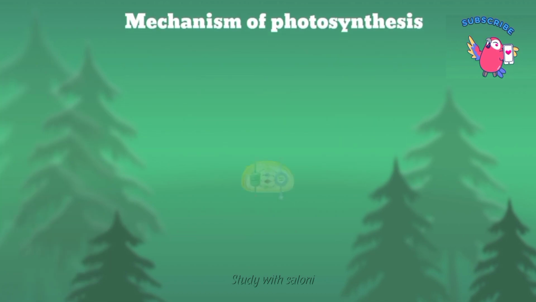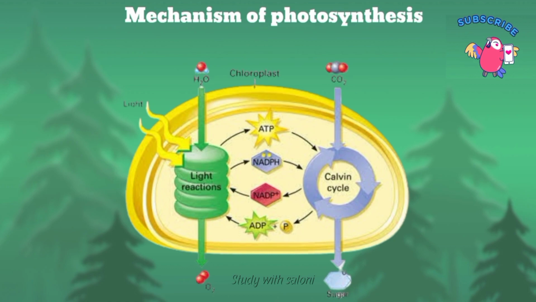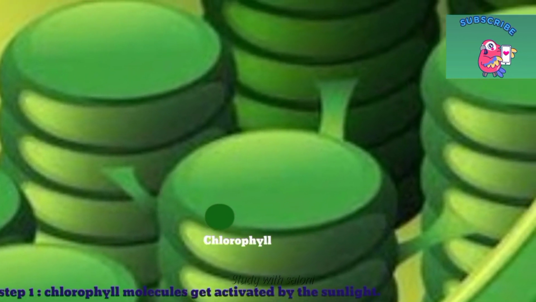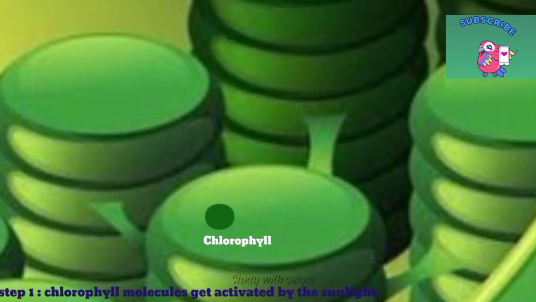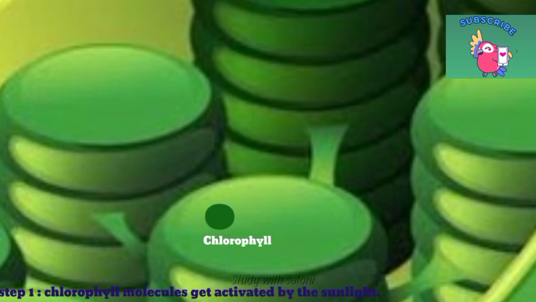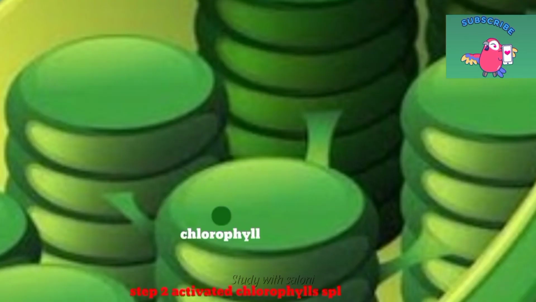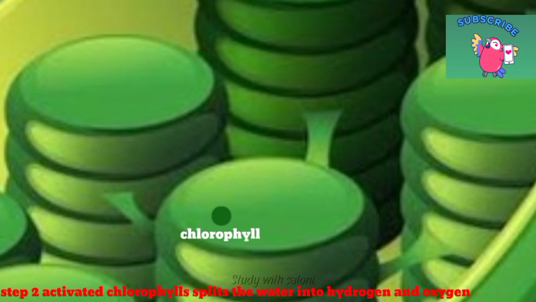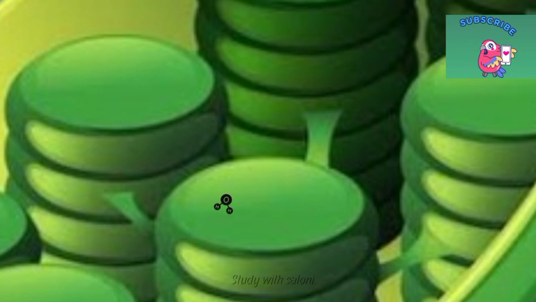Now let us look at the mechanism of photosynthesis. Photosynthesis is a very complex process, but here we are simplifying it to 3 steps. Step number 1. Chlorophyll molecules present in the chloroplast absorb the sunlight and get activated. Step 2. The light-activated chlorophyll splits the water molecule into hydrogen and oxygen. This process is called photolysis.